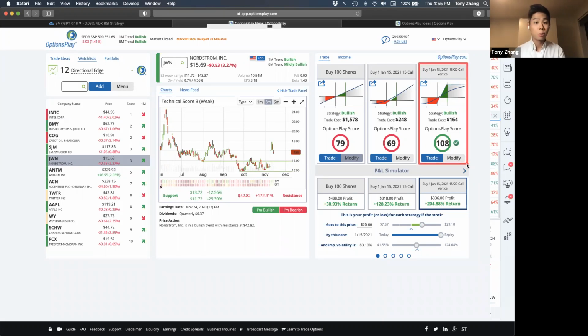I might use a debit spread like this, or I might sell a credit spread depending on my views on the underlying stock, and be able to quickly analyze this trade and say, okay, if Nordstrom gets back up to $20, how much money do I make on a debit spread?